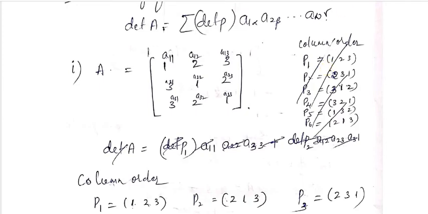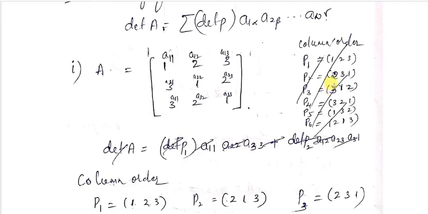As I said, we can follow the cyclic order with reference to P1, which is 1, 2, 3. This is the first column order. The position of the one in the first column takes the first position, in the second column the second position, and in the third column the third position. That is how the identity matrix will look. With reference to P1, we can write P2. Here we can follow the cyclic order: after 1 comes 2, after 2 comes 3, after 3 comes 1.